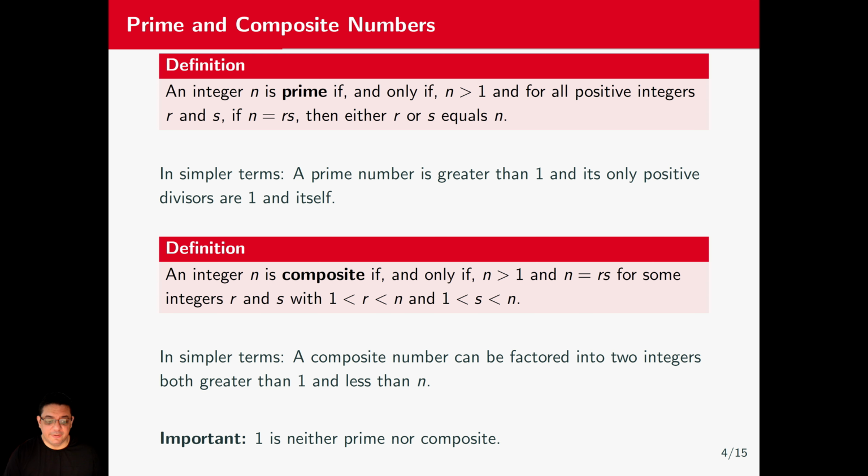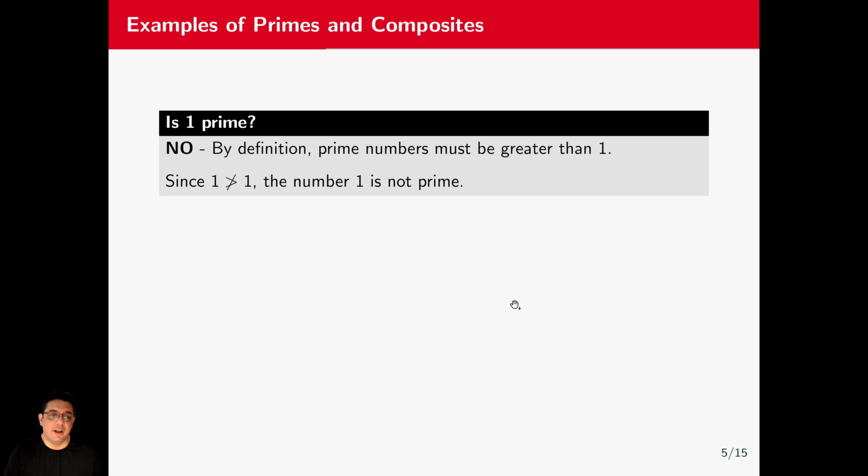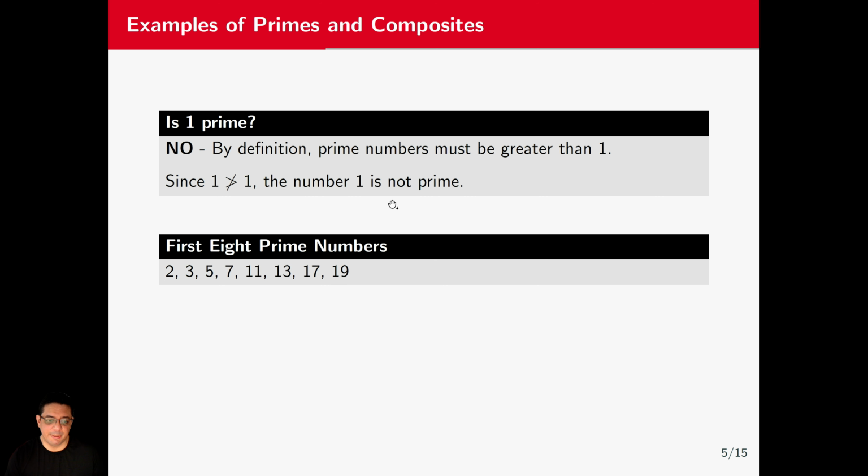Now, it's important to remember that 1 is neither prime nor composite. By definition, prime numbers must be greater than 1, and 1 is not bigger than 1, so 1 will not be prime. The first prime numbers are 2, 3, 5, 7, 11, 13, 17, and 19. If you check any of those, they're only divisible by themselves and by 1.